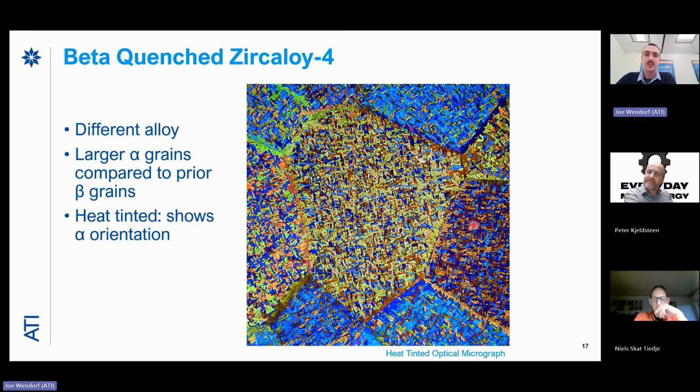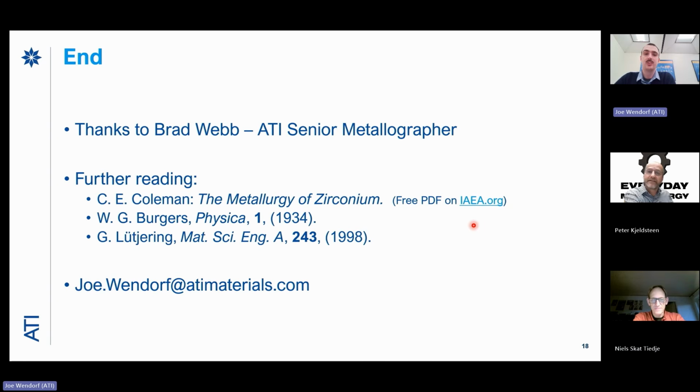If you guys are interested in learning more about this material, a lot of Brad's micrographs are in this textbook, The Metallurgy of Zirconium by Kit Coleman. And there's a free PDF that you can get on the iaea.org. I actually downloaded it, and I had a look at it. It's a super nice book. There's a lot of work in that, a lot of knowledge in that book.